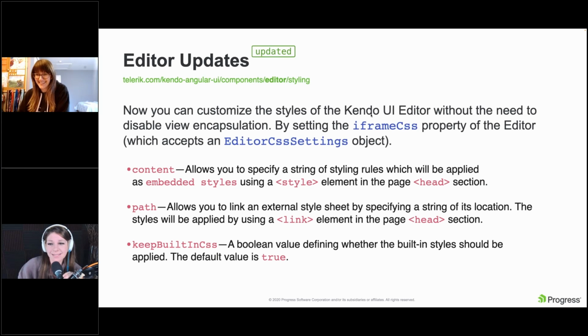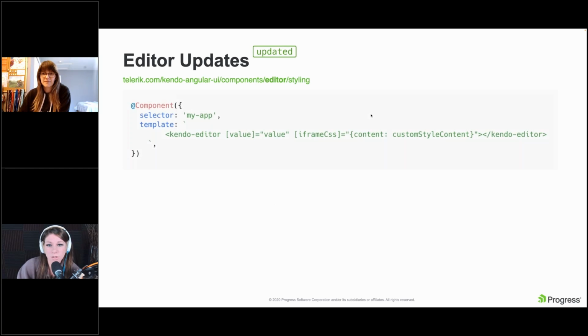You can customize the styles of the Kendo UI editor without the need to disable view encapsulation now. So when you go to Components, Editor, Styling, you will see that there are two paths of styling your editor content, the actual styles. Before, I think you had to disable view encapsulation in order to do it. Now you do not.